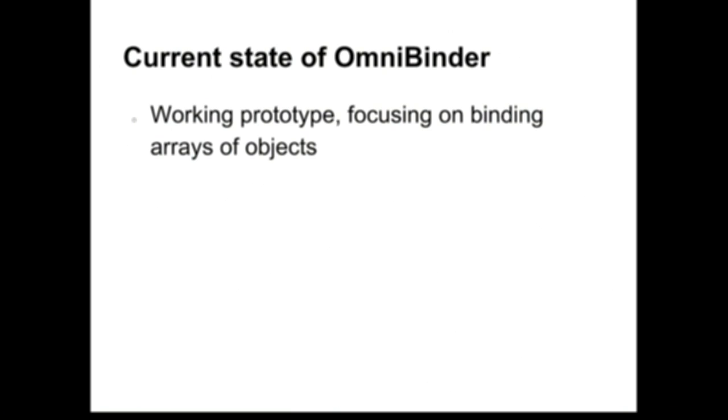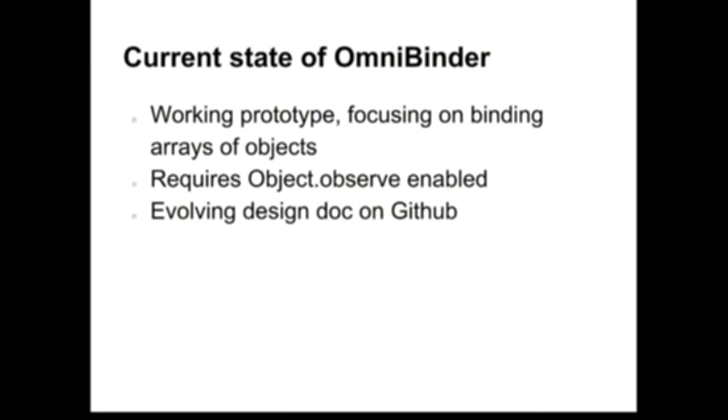And the focus right now has been binding arrays of objects, which I think is the most common use case for data in applications. It requires Object.observe enabled, but this will be polyfilled. So you'll have to enable this in your flags in Chrome, enable experimental JavaScript to see this work. The design doc is on GitHub. In the README, there are some goals for the project and problems it's trying to solve.